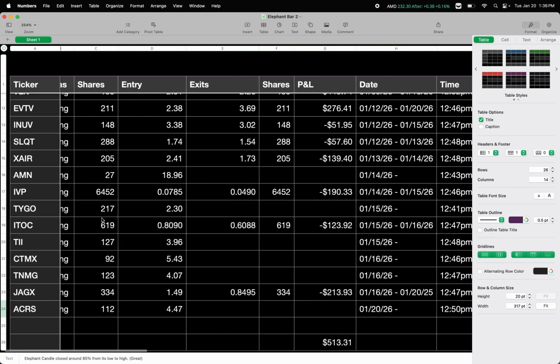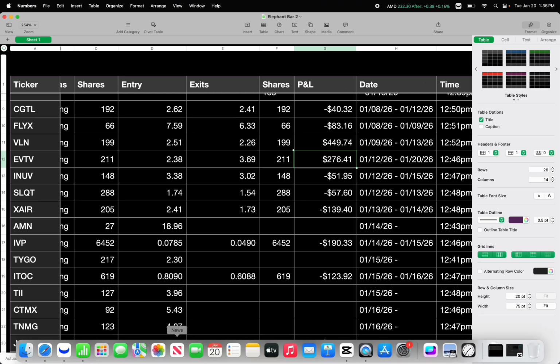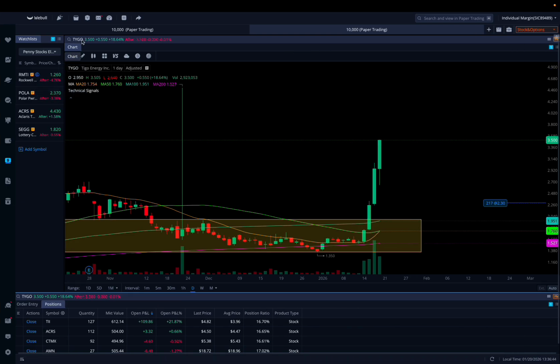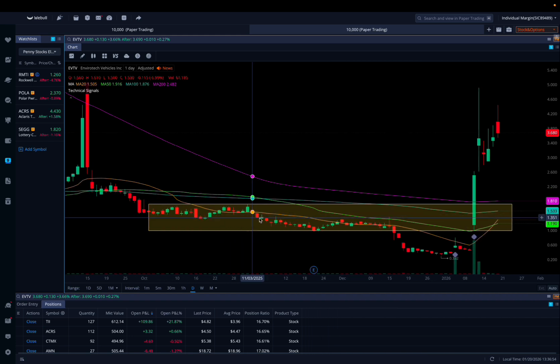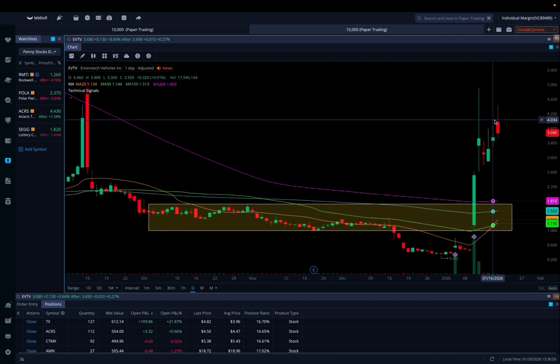Hopefully you guys did learn something. I think it was EVTV, so $276 profit here. EVTV, let's take a look at it. We entered on this aggressive candle, as you can see, a prime example, closing above the range or the resistance level over here. We did have some more resistance all the way up here.